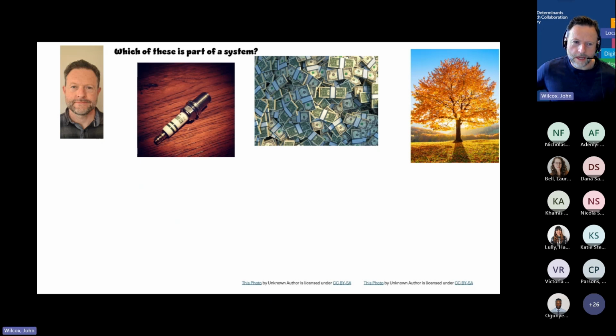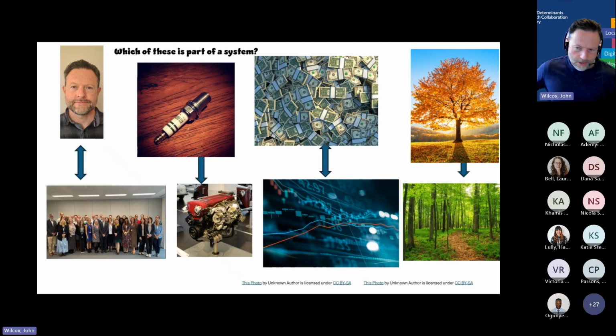Okay, so what we're getting through there is that the object that's got the most responses is the tree, and then the money, and then me, and then the spark plug. So let's see what I came up with when I was putting the presentation together. If you think about a picture of me, as an individual, I can be thought of as part of a social system. In this case, I've done a picture from last year in a workplace setting, of our collaboration of our HDRC. So in that social circumstance, I'm part of a social system.